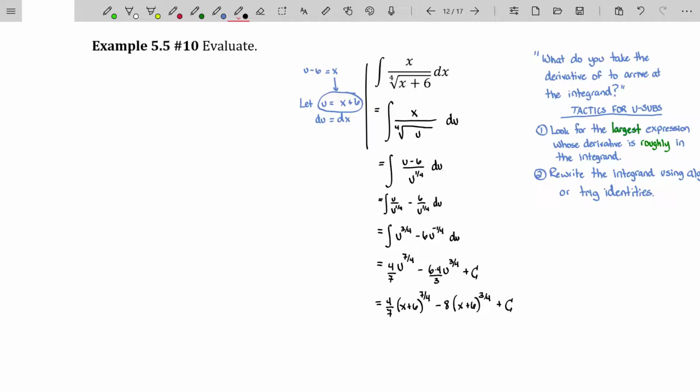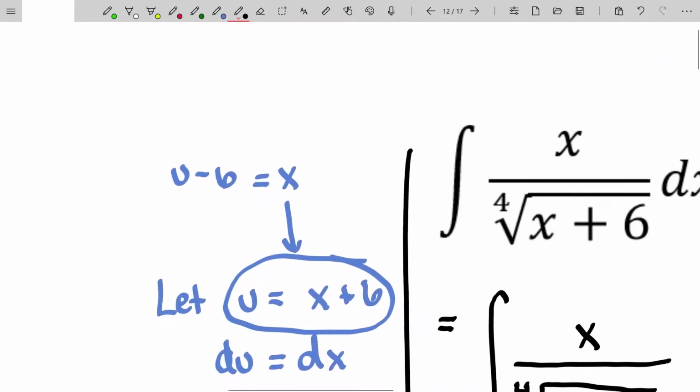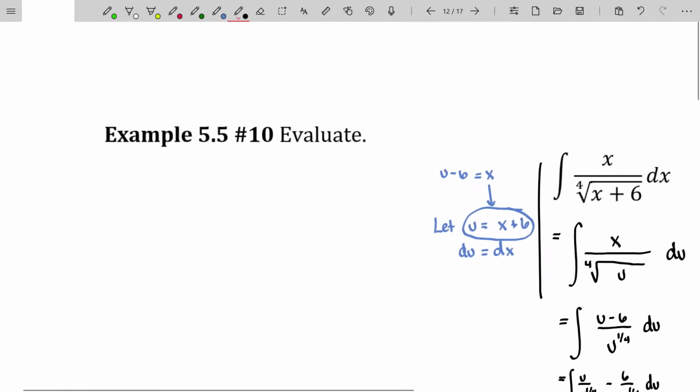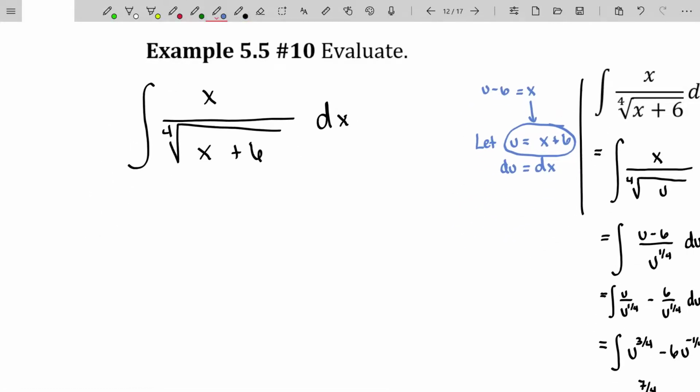But frankly, if I'm teaching you to look for the largest expression that you can do a substitution for, the largest expression that I could do a substitution for in that integrand is the fourth root of x plus 6. So if I was looking at the integral of x over the fourth root of x plus 6 dx, I could technically say, well, I'm going to let u equal the fourth root of x plus 6.